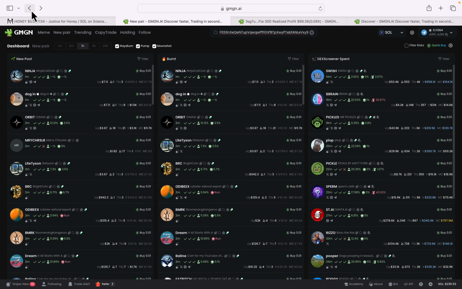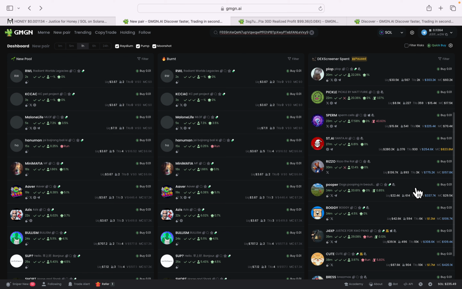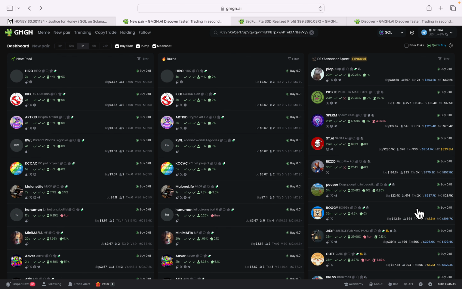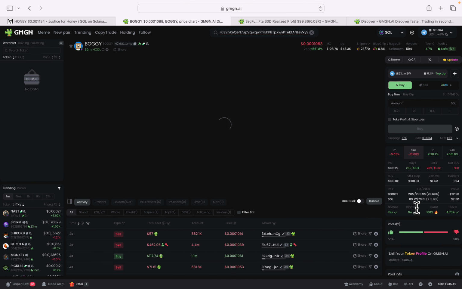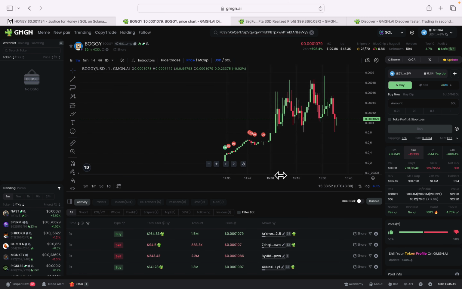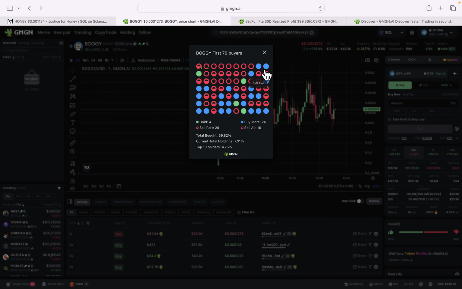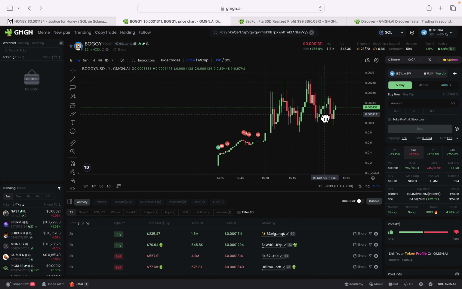Let's check another token. For example, this one. Again, so many snipers. This is actually fake, and you can see they buy with their own wallet. You can see so many blue, and probably this blue will turn to red again. They will turn to blue. They use volume bots.